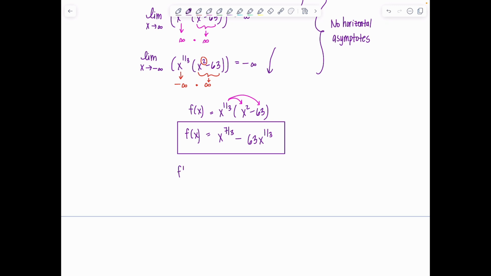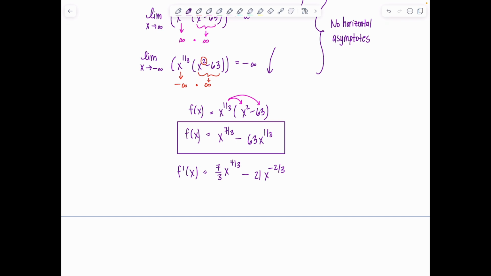So f prime of x is going to be, bring that exponent down in the front, then subtract 1, so it'll be x to the 4/3 now, minus 63 times 1/3, that's 21. The new exponent is going to be negative 2/3. How are we doing? Okay, great.